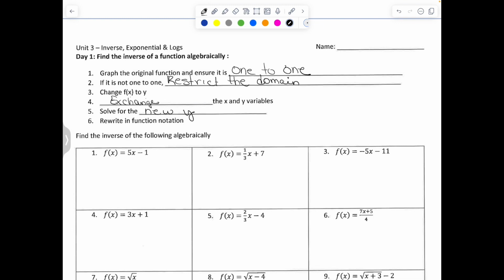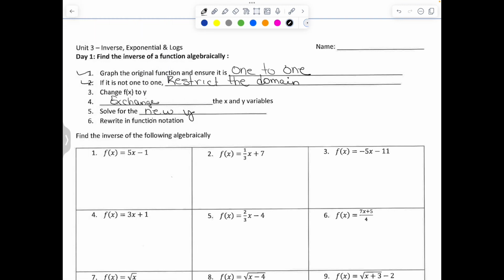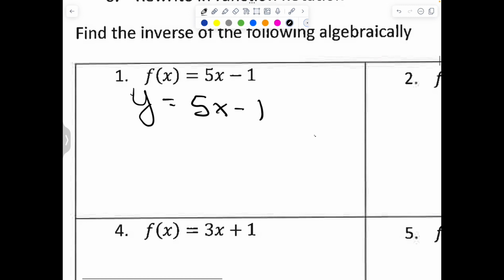All right, so for problem number 1, 5x minus 1, if you recall, is a linear function. Because it's linear, I know it's 1-to-1, so I can skip steps 1 and 2, and I'm going to go right to step 3. So I'm going to change this to y is equal to 5x minus 1. And then I'm going to exchange my x and my y. So this becomes x is equal to 5y minus 1. My goal here is to get the y by itself.